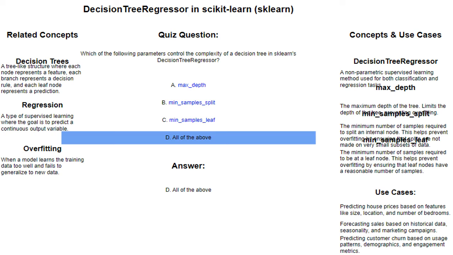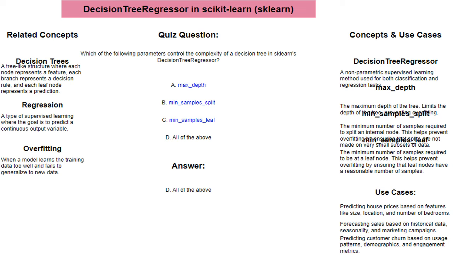A. max_depth. The max_depth parameter directly controls the maximum depth of the tree. A shallower tree is less complex than a deeper tree, as it has fewer decision nodes and paths. Hence, max_depth influences the complexity. True. B. min_samples_split. The min_samples_split parameter sets the minimum number of samples required to split a node. A higher value means a split will only happen if there are enough samples, leading to fewer splits and a less complex tree.